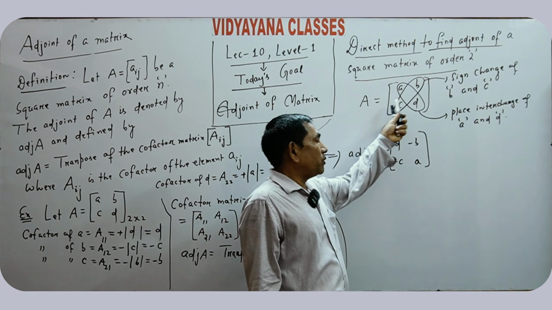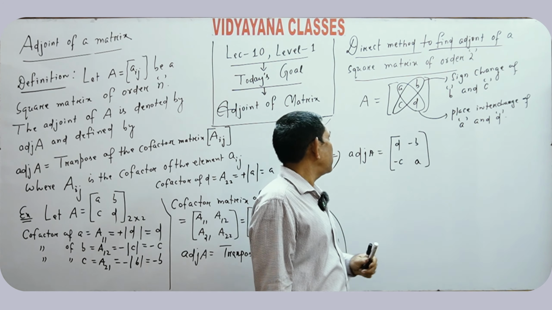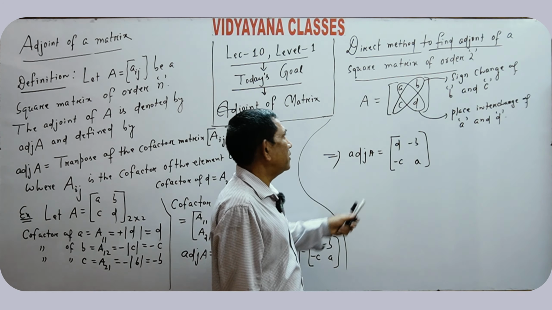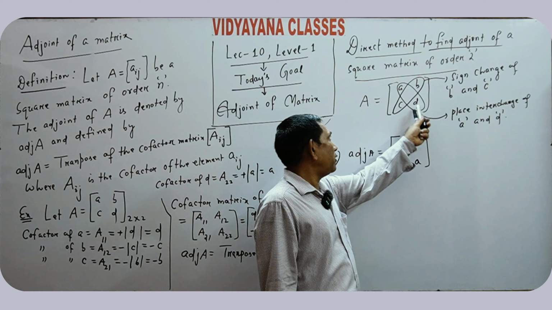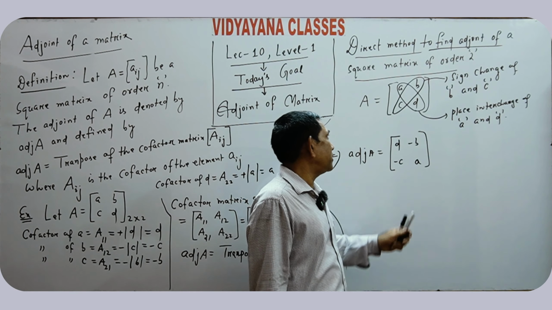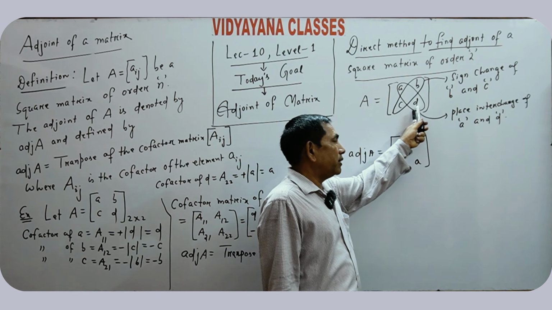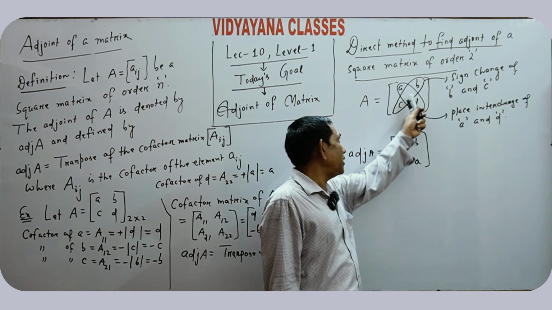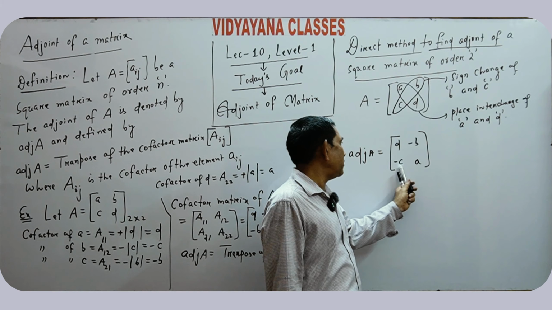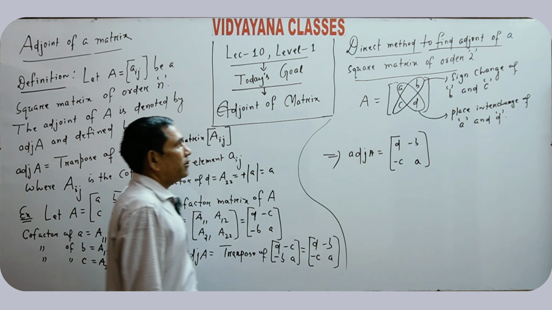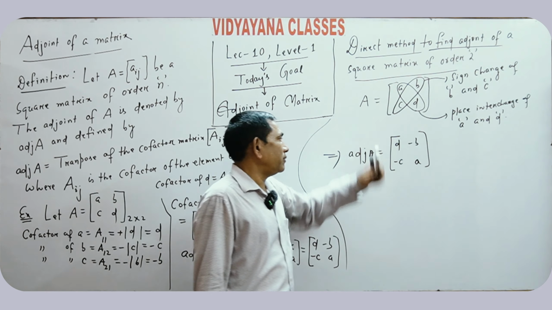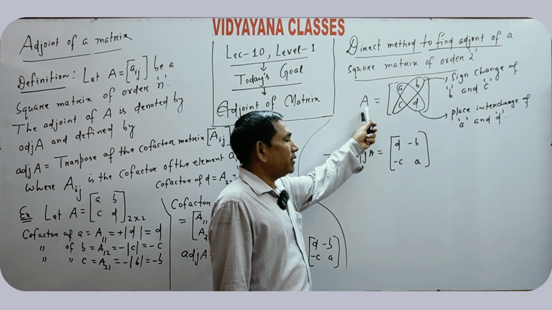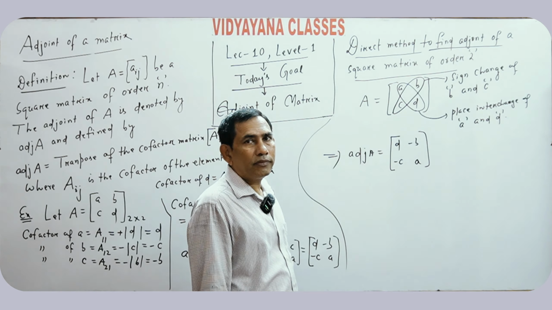A is a square matrix of order 2. Its adjoint is defined by place interchange of the diagonal elements: A is replaced by D, D is replaced by A, and the sign change of B and C, that is minus B and minus C. It is the sign interchange. This gives the adjoint of a square matrix of order 2.